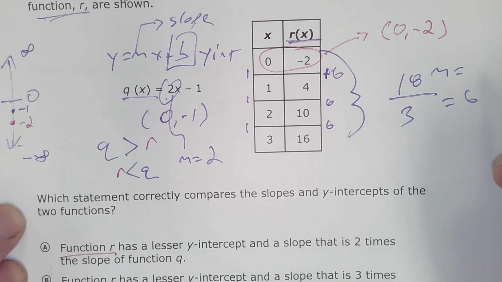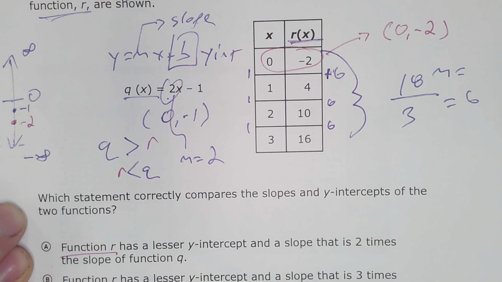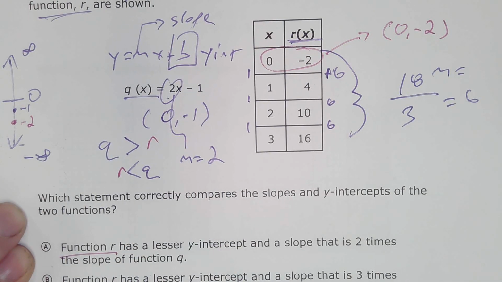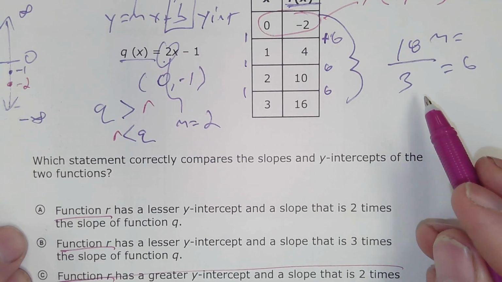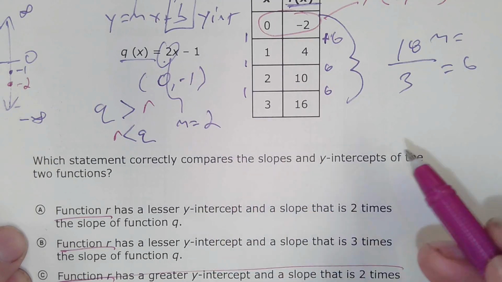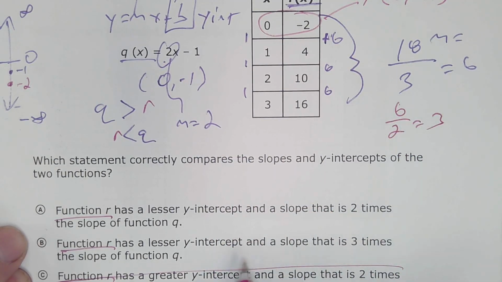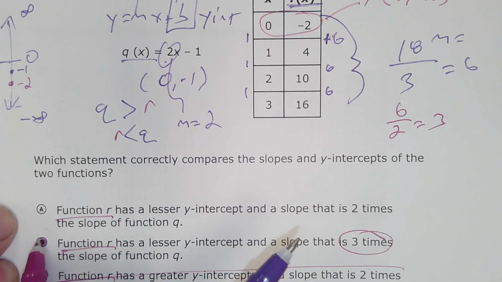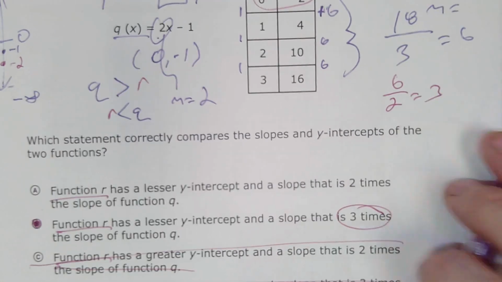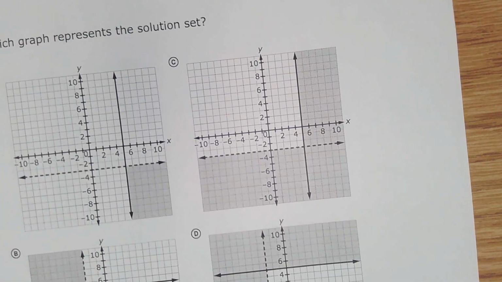My slope is 6. So my purple equation starts at -1 and has a slope of 2 to 1. And then my burgundy equation starts at -2, but it has a 6 to 1 slope. Okay, so the 6 to 1 slope is actually 3 times greater, because 6 divided by 2 equals 3. So the slope is 3 times greater. There we go, that's the answer. That was pretty straightforward if you know how to figure out slope.